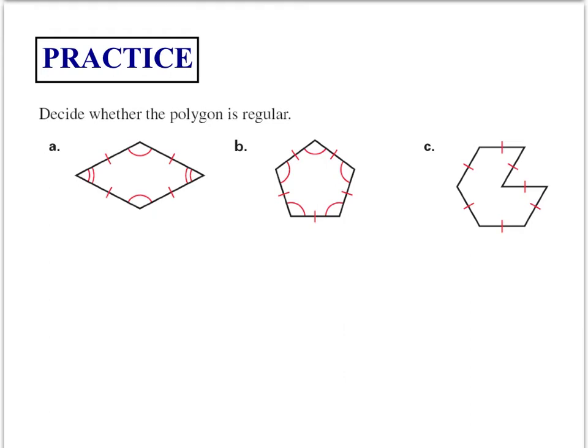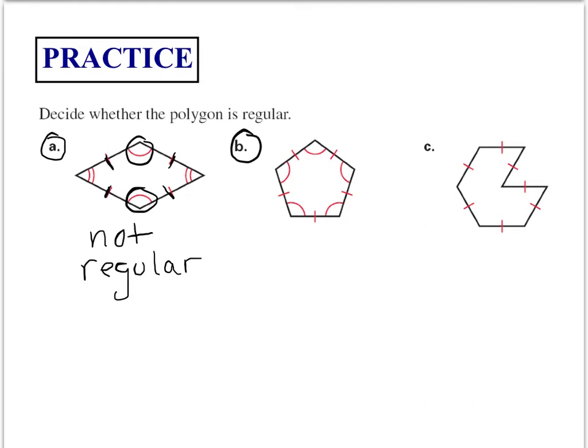So let's decide whether these polygons are regular. For figure A, we can see that this diamond looking shape is not regular. And it's not regular because although all the sides are congruent, only the opposite angles are congruent. So this one is not regular. For figure B, we see that these five angles are congruent, all five sides are congruent. So this polygon is regular.